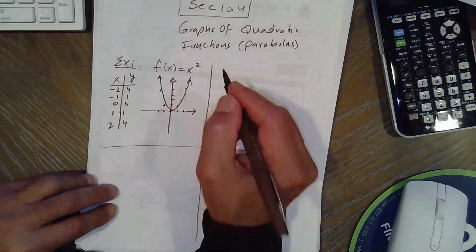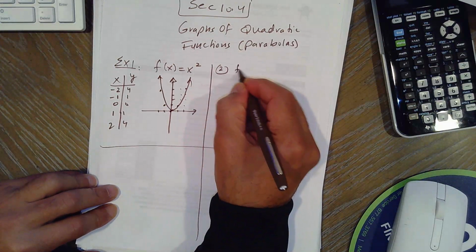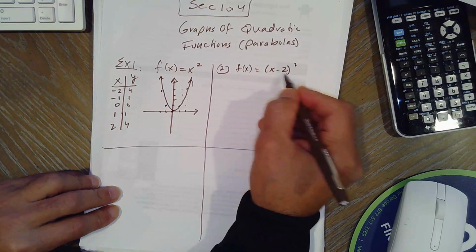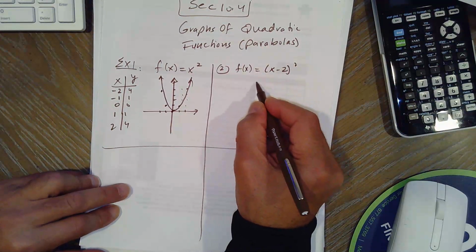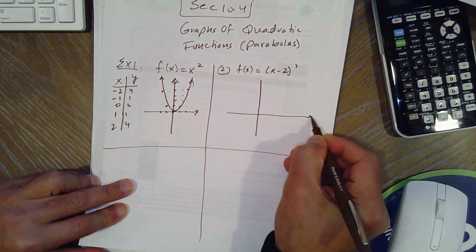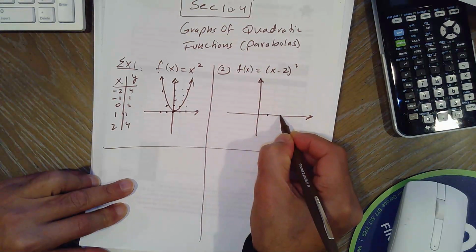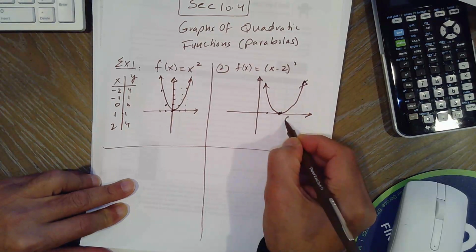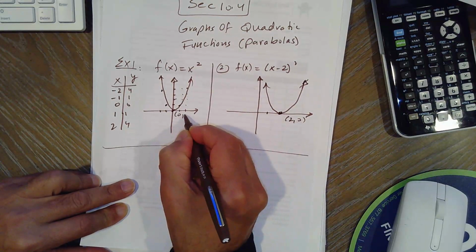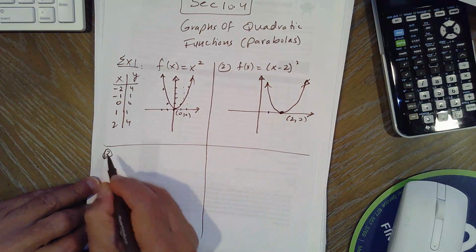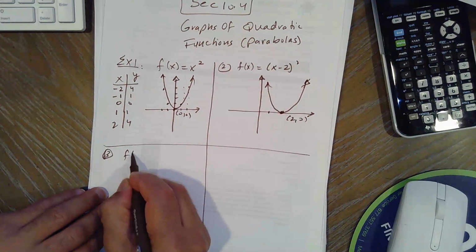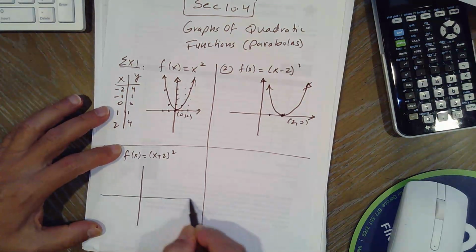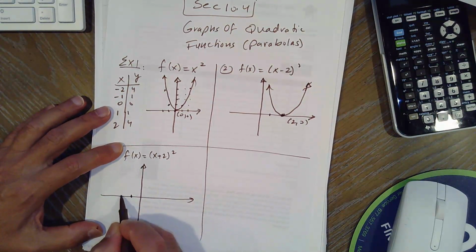Okay, and then if you go to example 2, f of x equals x minus 2 squared. Remember that shifts the graph 2 units to the right. So you get a parabola that looks like this. And that's 2, 0 instead of 0, 0. And if you want to do f of x equals x plus 2 squared, that shifts the graph 2 units to the left.